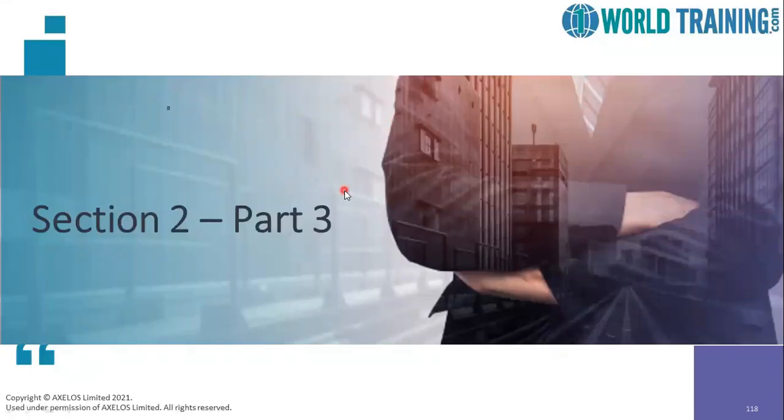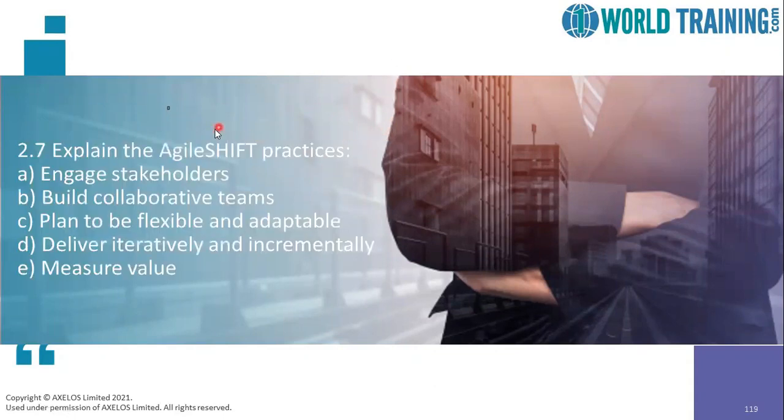Welcome to part 3 of section 2. In this section, we take a deeper look at the AgileSHIFT practices, namely engaging stakeholders, building collaborative teams, planning to be flexible and adaptable, delivering iteratively and incrementally, and measuring value.